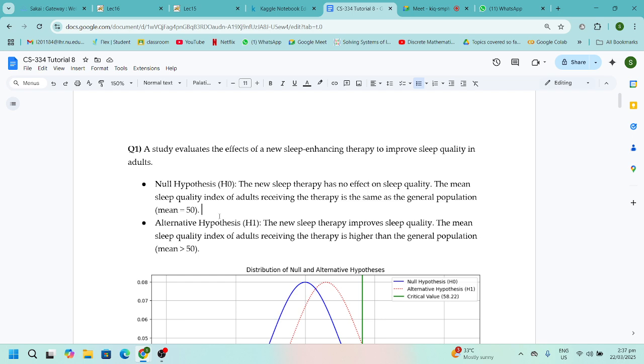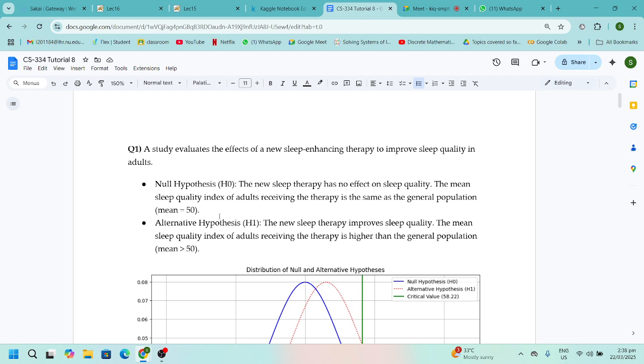Alternatively, there is one other way of saying the same thing. In this case, we directly assumed the test statistic to be exactly the value of the sleep quality index, because your alternative hypothesis is of course going to be that there is some effect. So your alternative hypothesis is that this sleep therapy does have an impact on the sleep quality. It essentially improves sleep quality.